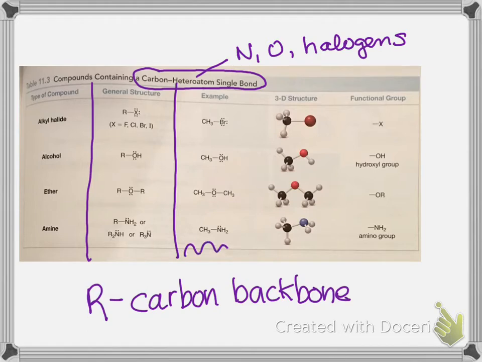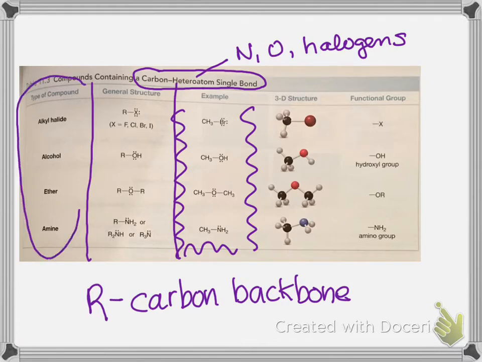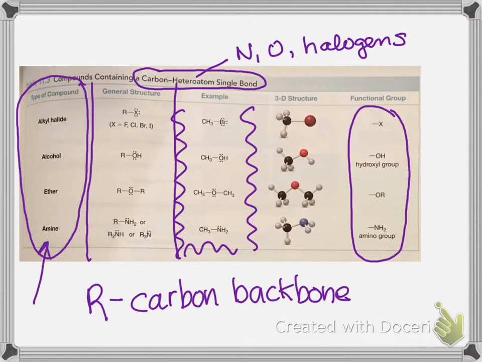Now this column right here is just an example, and it's usually a very simple example of what it might look like. Now the type of compound, which is usually what your book is asking you to identify, is here. And this is what we call the functional group in a very general term. Most often, this is what your textbook is asking for. So here's one. This is with the heteroatom.